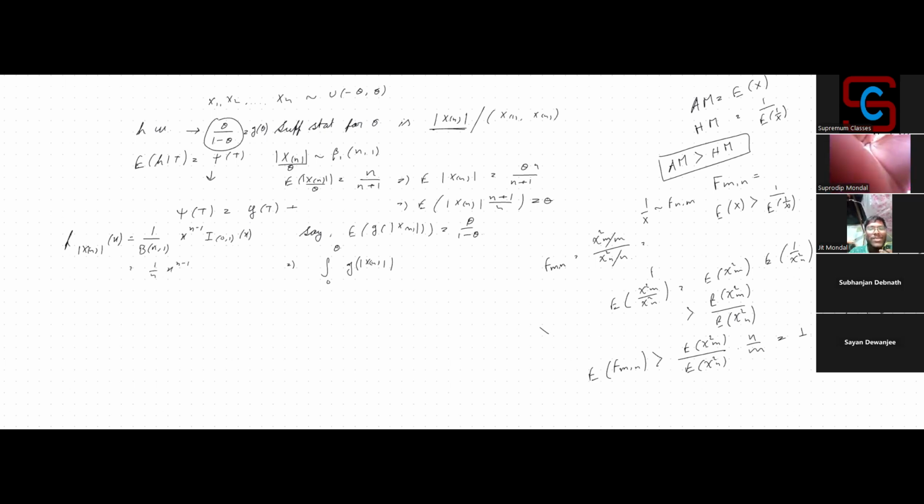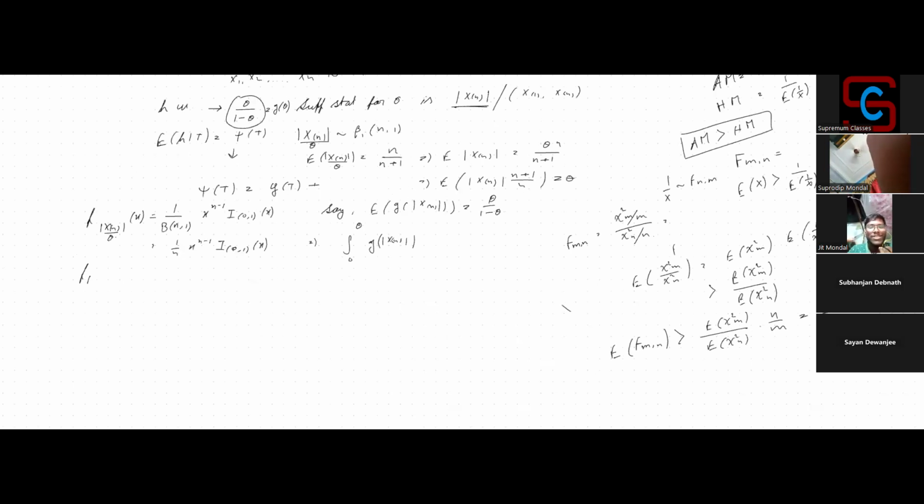This is the PDF of x order n by theta. Here you need the PDF of x order n, and this PDF will involve the parameter.